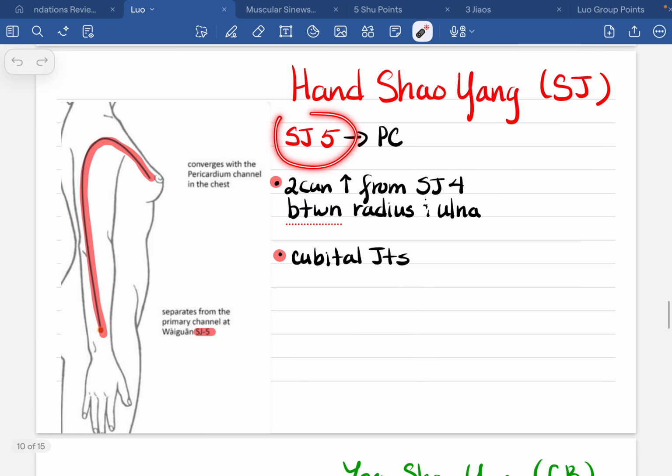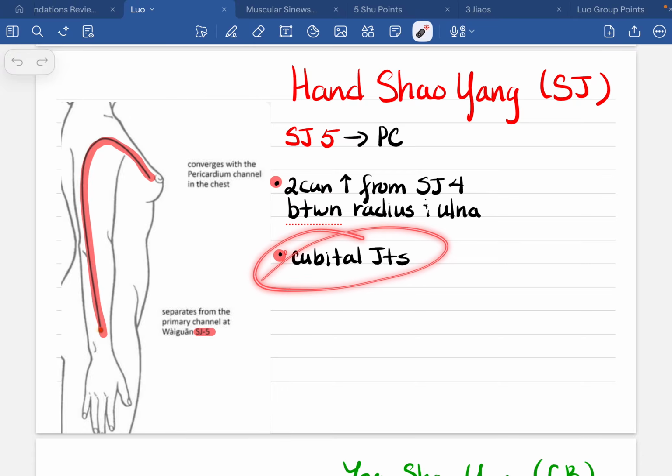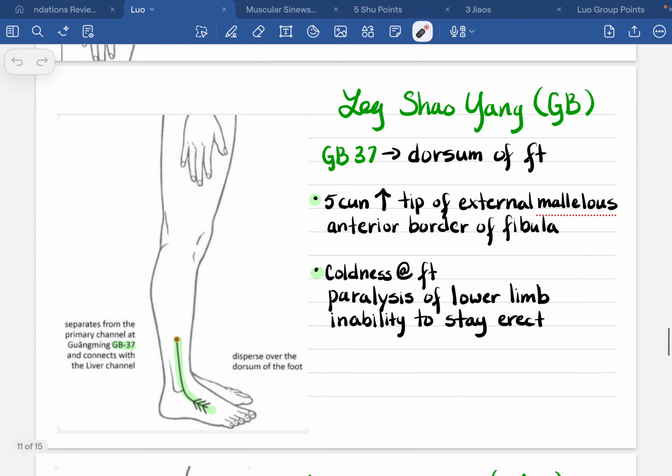Now we have Luo of the Sanjiao, which is Sanjiao 5. This one also travels to the PC, okay, just like the kidneys. It's 2 soon from the Sanjiao 4, between the radius and the ulna, right here. And this one actually addresses cubital joints. I'm not really sure what connection we can make here, but this may be one of those outlier ones.